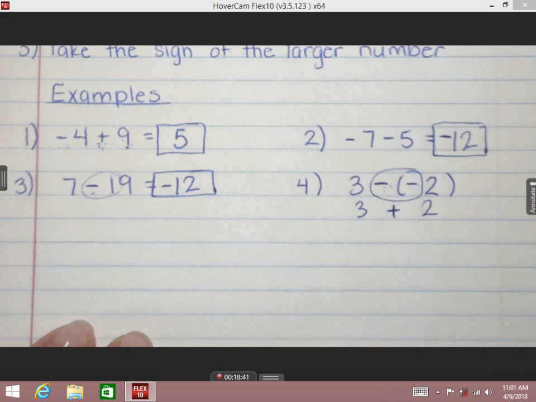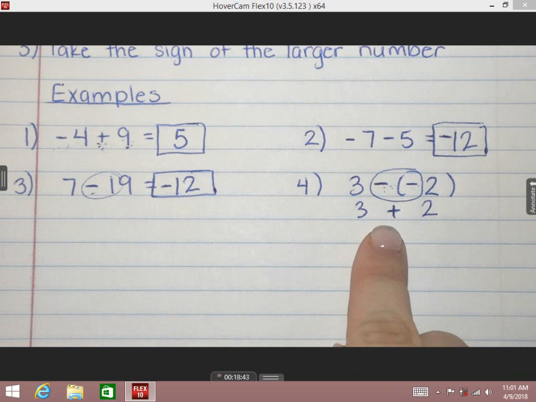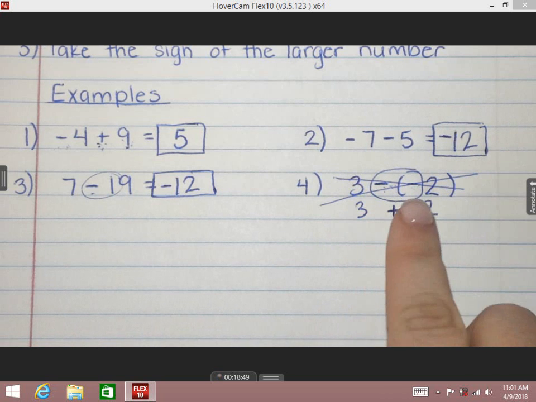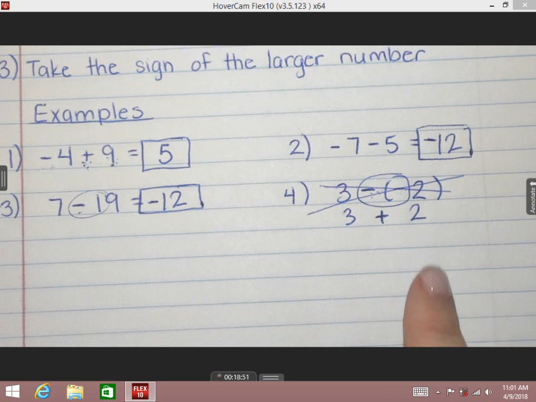All right, guys, this is my new problem. Whenever you have a double sign, once you've changed it, I want you to mark this out. We don't even want to look at that anymore. It was a bad problem. It had a double sign. That's no good. We don't want that. So we're going to mark that out. So now, what does my new problem say? 3 plus 2.